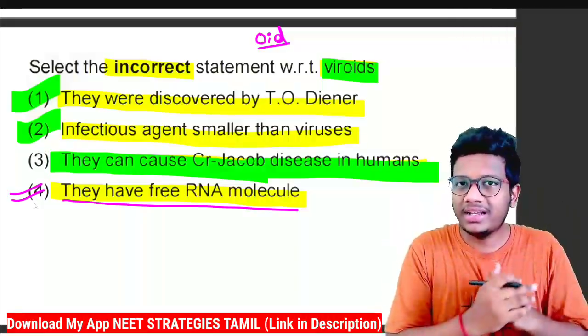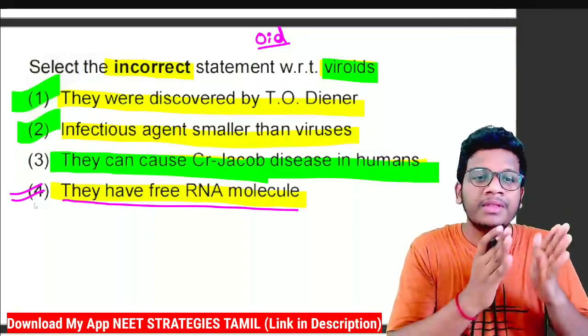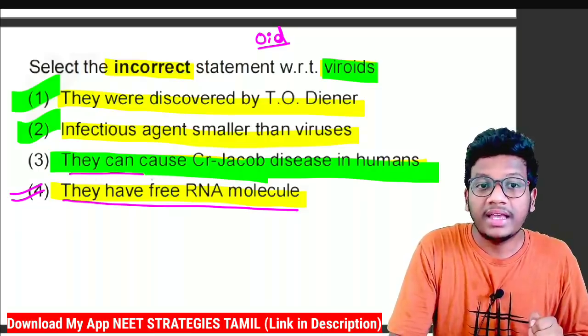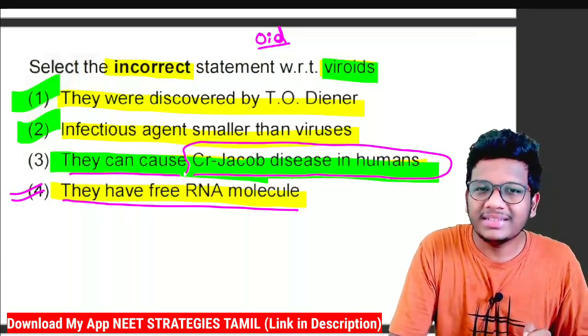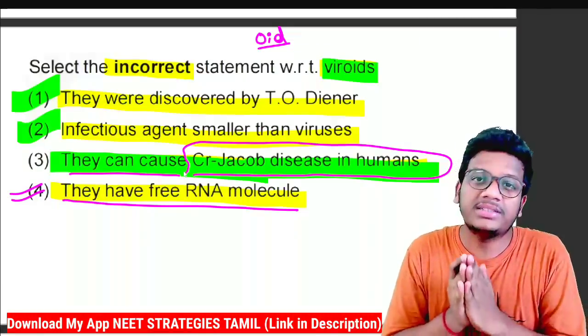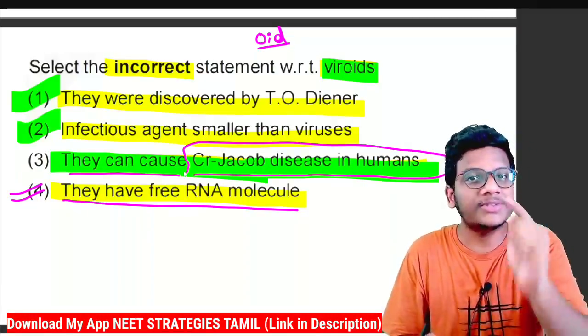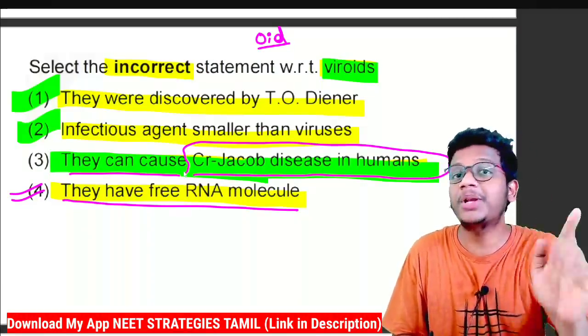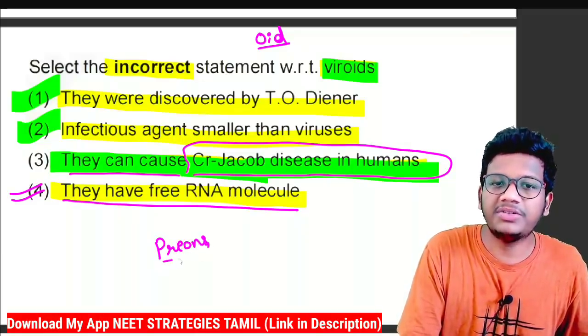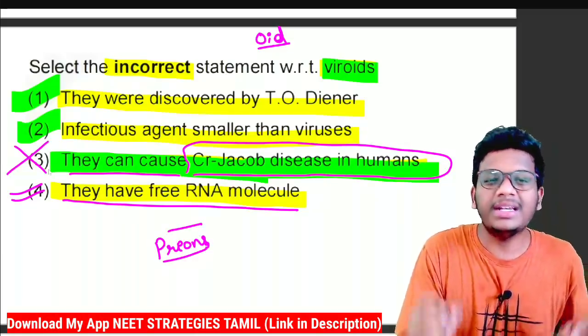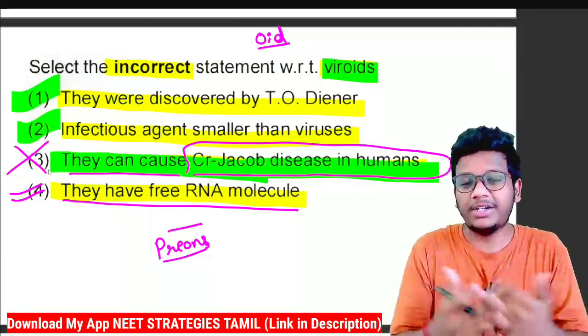But what happens here, if you see the third statement, read it. They can cause C.R. disease in humans. Guys, if you have read the NCERT clearly, C.R. disease is caused by, exactly, tell me. It is caused by prions. Correct? So it is caused by prions, but they have given it for viroids. So that's why option 3 is incorrect. That is our correct option.